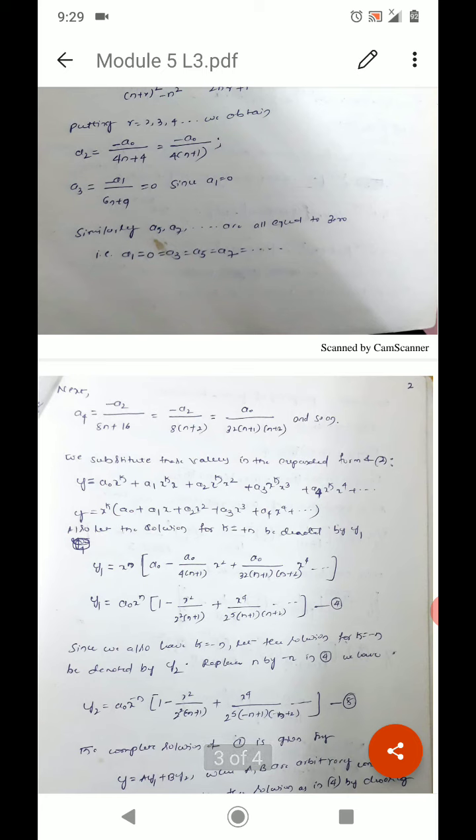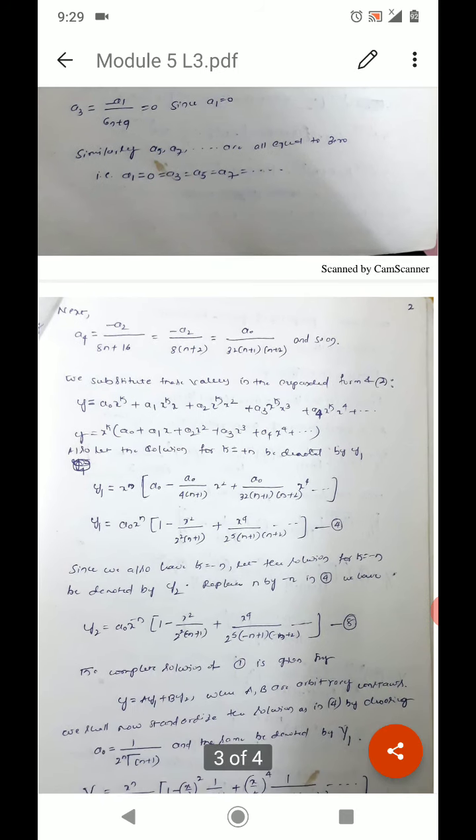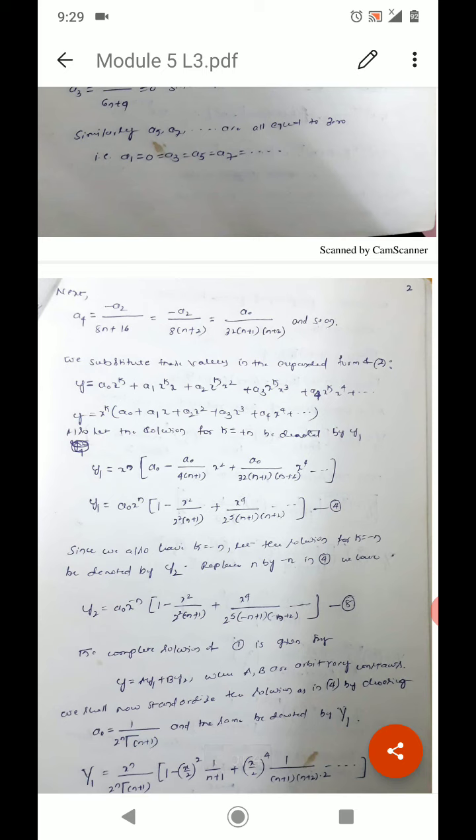Now take r is equal to 4. Now a4 is equal to minus a2 divided by 8n plus 16. So that can be written as minus a2 divided by 8 of (n plus 2). So by substituting the value of a2, that will become a naught divided by 32 of (n plus 1) into (n plus 2) and so on. So now substitute the values in equation 2.